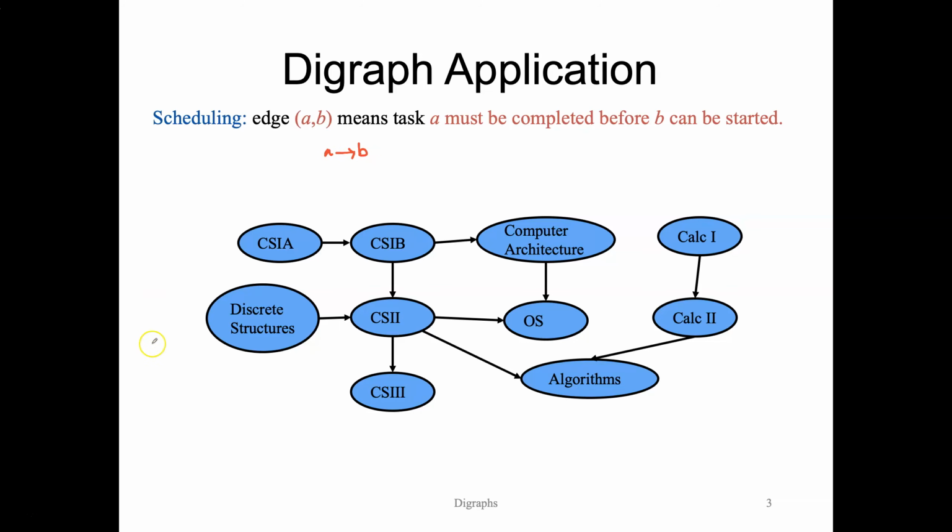So for example, I have here a subset of scheduling of classes that we have in computer science and their prerequisites. So for example, before you can take algorithms, you have to have already completed CS2 and Calc2. So we've got an edge from CS2 to algorithms and Calc2 to algorithms. So another problem with digraphs is finding an ordering in which tasks should be completed so that we satisfy all prerequisites, and we'll figure out how to do that in one of the next videos.